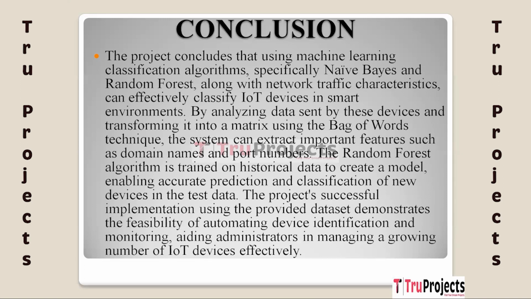classification methods, notably Naive Bayes and random forest, together with network traffic characteristics, IoT devices in smart environments may be efficiently classified. The system can extract crucial information such as domain names and port numbers by evaluating data transmitted by these devices and translating it into a matrix using the bag of words technique.